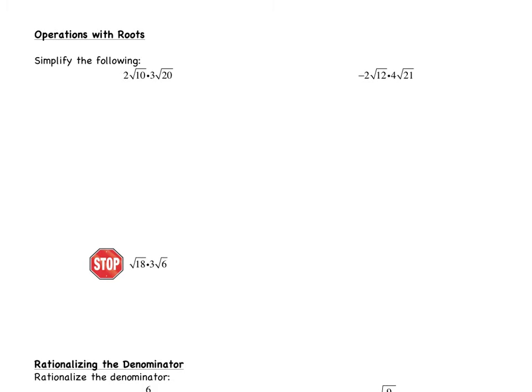What you're going to do is multiply the numbers outside the root and the numbers under the root. So 2 times 3 will give us 6. Root 10 times root 20 is root 200. Now what you have to do is simplify that root 200. So I know 200 is 2 times 100. 100 is 10 times 10. And I can stop right there. I can keep breaking down the 10s, but they're already a pair.